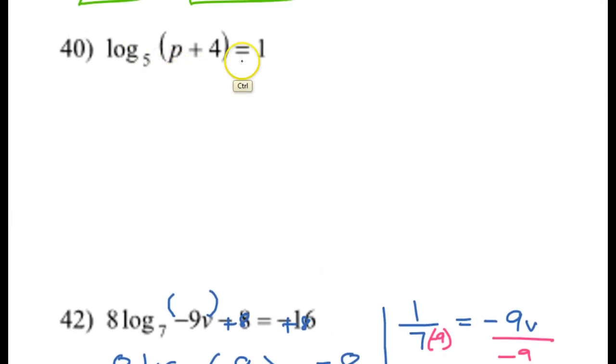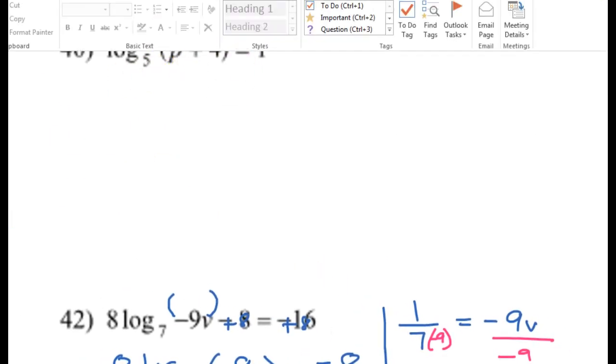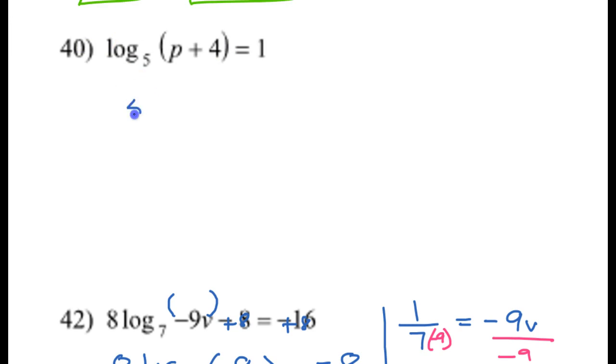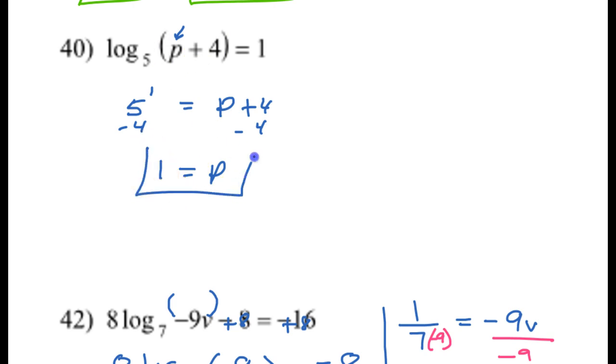Similarly, on this one, I'm going to rewrite this in the other form. So this would be 5 to the 1 power is equal to p plus 4. Subtracting 4 from both sides, that gives me p is equal to 1. Checking really quickly to make sure that's not extraneous, that gives me 5, which is fine. So p equals 1 is the solution.